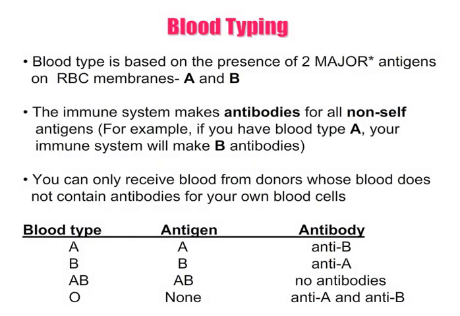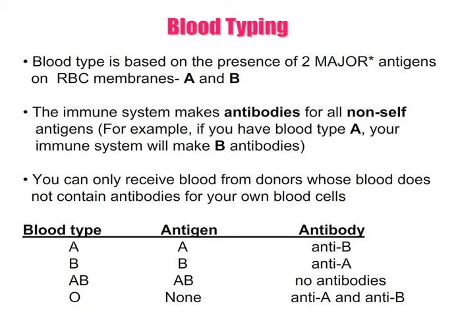So the ABO blood types are based on the presence of two major antigens on the red blood cells, that is, antigen A and antigen B. You might be asking yourself, where is antigen O? Well, antigen O basically means you have neither antigen A nor antigen B. So I like to think of O as meaning zero. I have zero antigens on the surface of my cell.